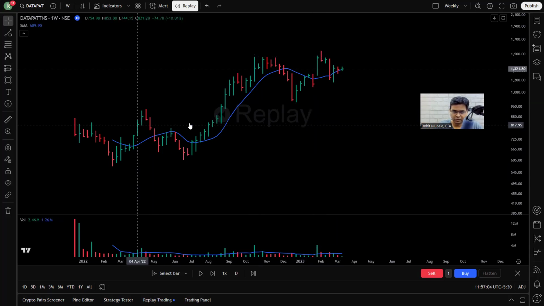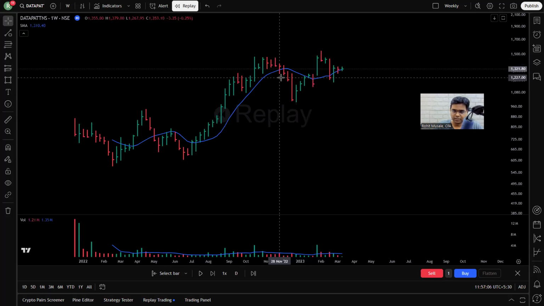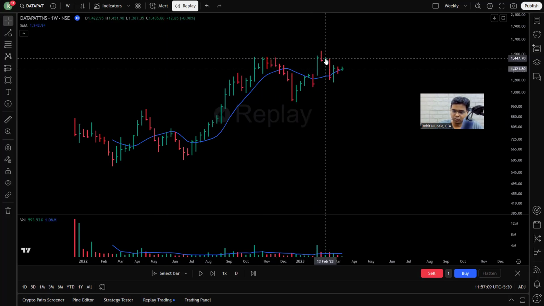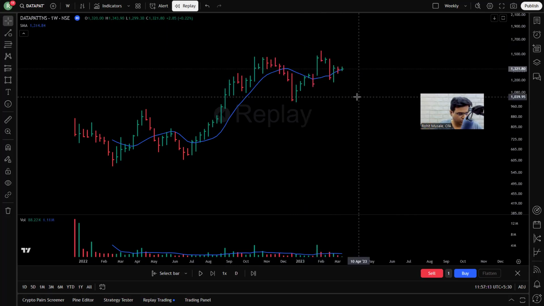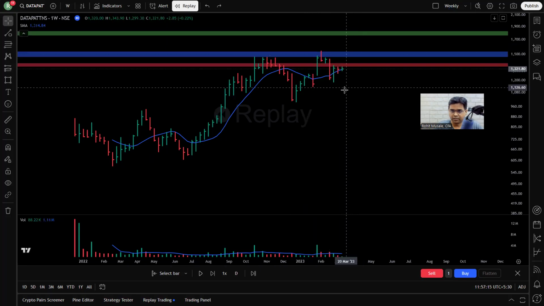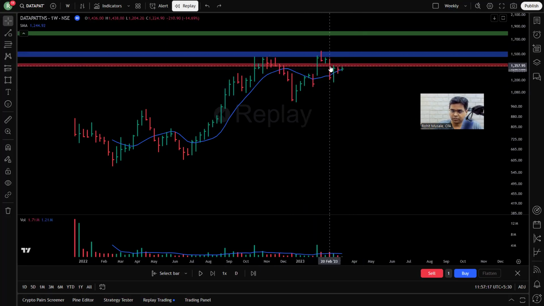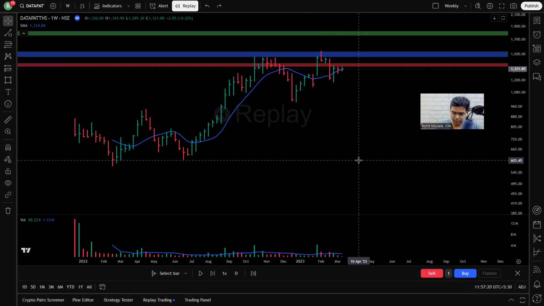So let's say this was base number one. This is base number two. This is base number two again because the stock did not break out properly. It came down and hit the stop loss. Yeah, see, the red was taken out. Okay, so it hit the stop loss. And that was expected, right?